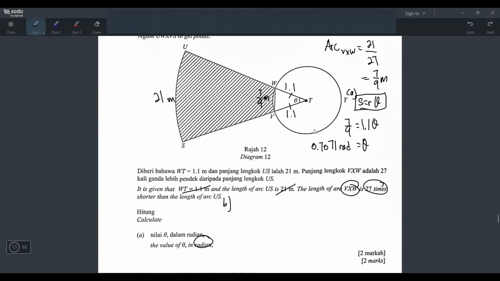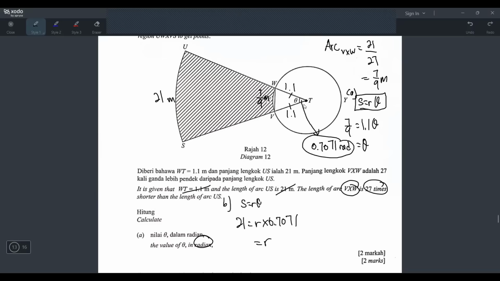So this data is this one, right? You can find the big sector's radius by using the S equals r theta formula once again. The big sector's arc is 21, and I want to find the radius of the big sector, but the theta I already have, 0.7071.